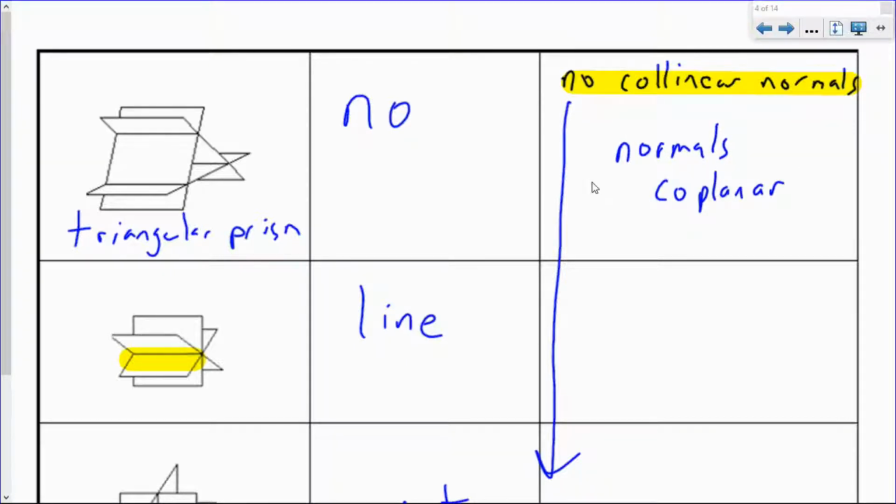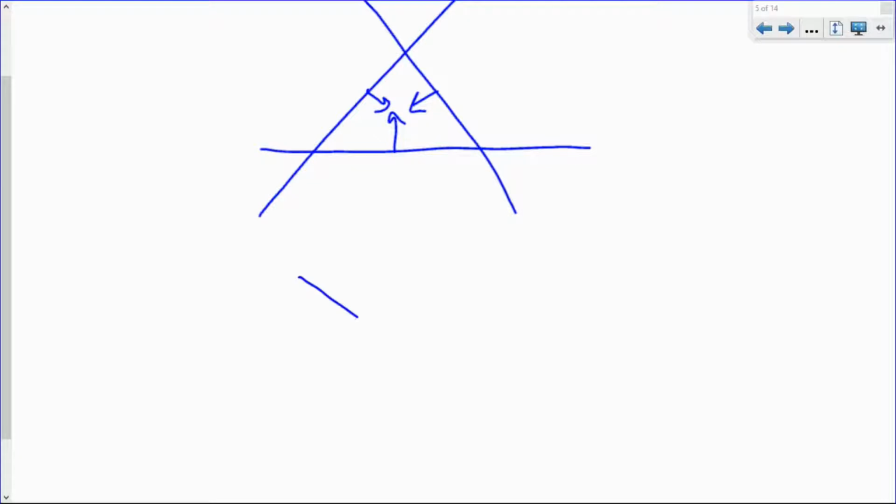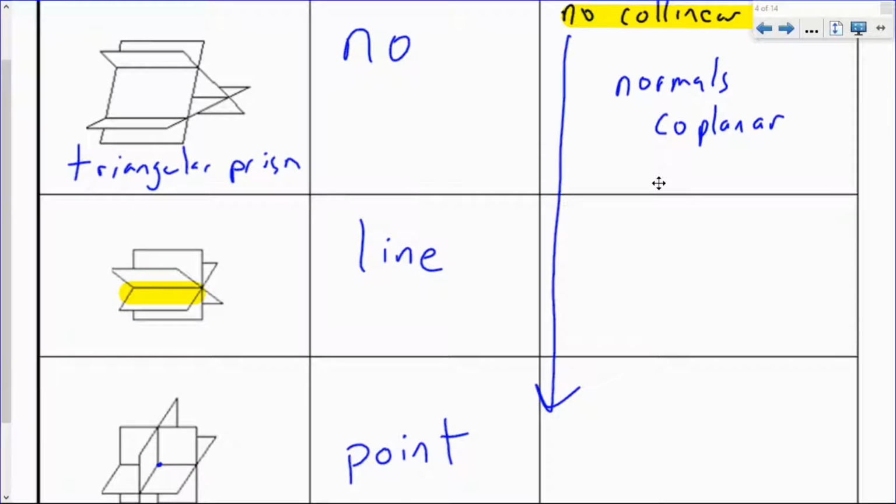Can be drawn in the same plane. Let's take a look at the line. Imagine drawing the normals for the line. Actually, I could do the same kind of thing. I always think of this as like a water wheel. I could rotate this water wheel so that it's facing me, and I would get a picture that looks like this. I can draw the normals for these planes now, and notice that they are also all on the same plane. And so in this example, the normals are also coplanar.